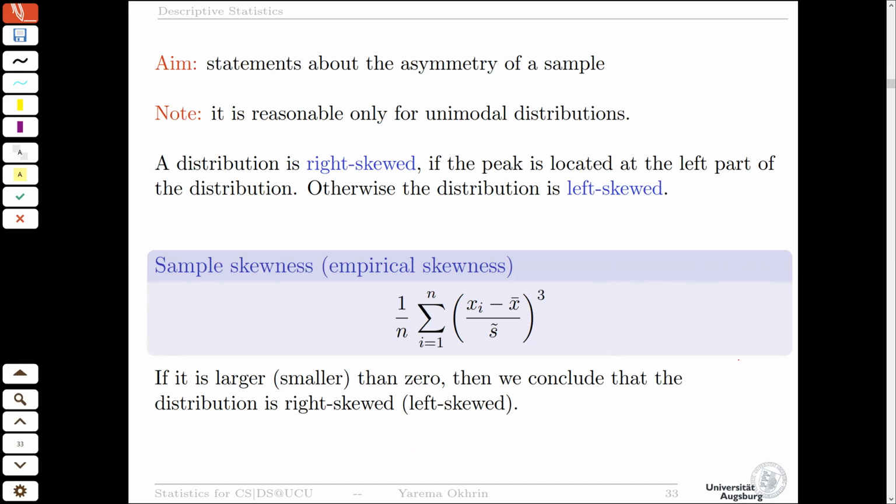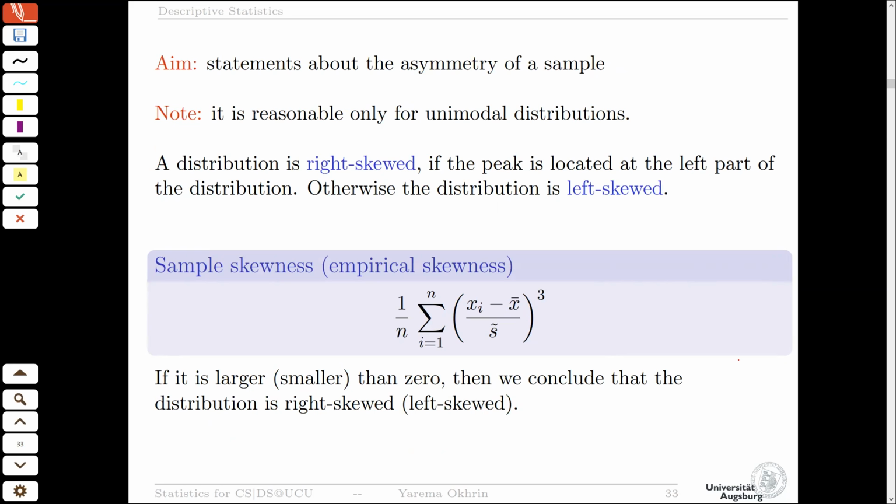We go to different pages. That's what we have done here. If you have a very large value, a very large right tail, then the quantity will be taken to the power 3. It will contribute a lot to the sum, and our sample skewness will get larger.